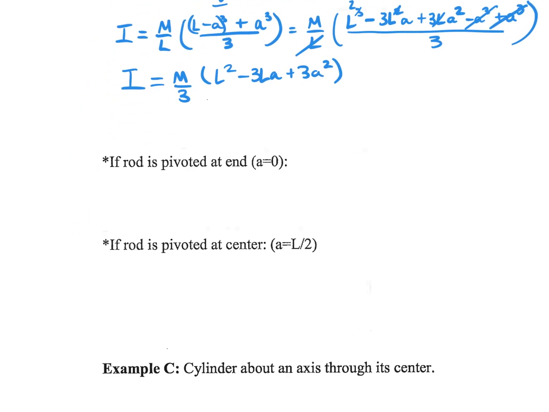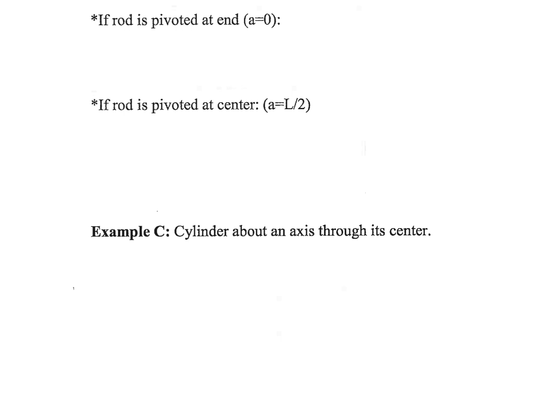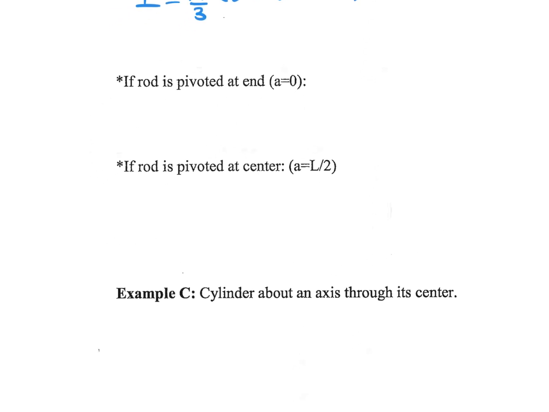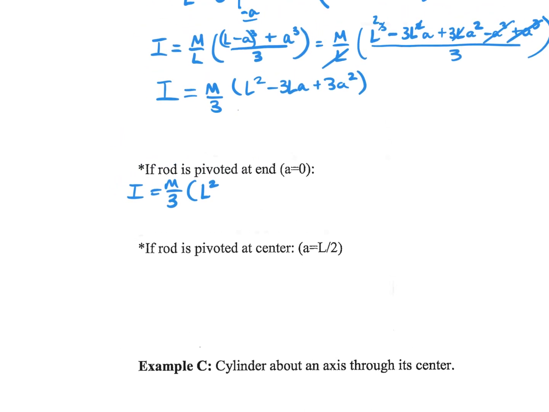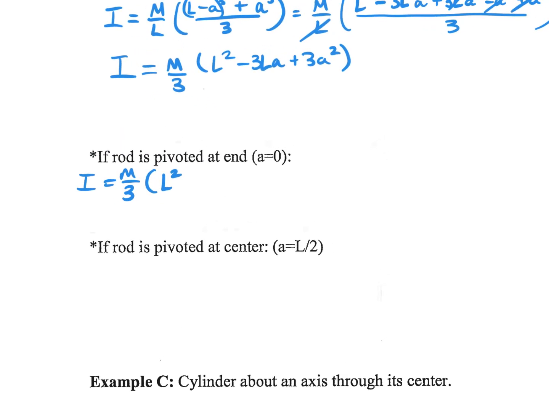So if the rod is at the end, it becomes this. Inertia equals M over 3, which we said, L squared. Well, A becomes 0, doesn't it? So this whole expression right here goes to 0. Think about it. That ends up going to 0, and that ends up going to 0. A is 0, so it ends up being 1/3 mL squared.